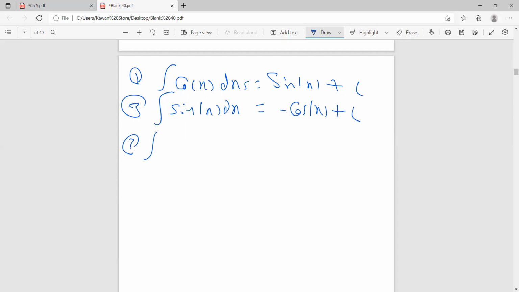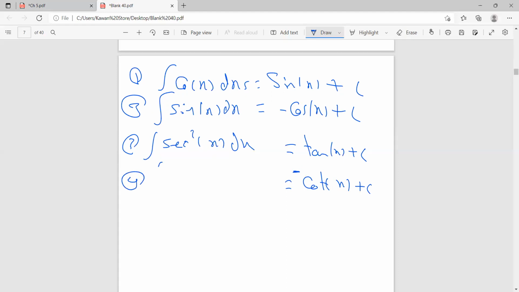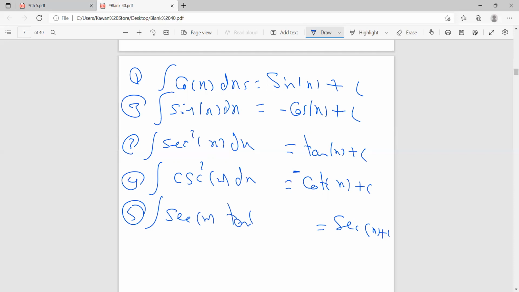Now, after sine, I want a tan. If I want a tan here, I should have secant squared of x dx. If I want a cotan here, I should have cosecant squared of x dx. The other one, we need secant x plus c. So here I should have secant of x, tan of x dx.